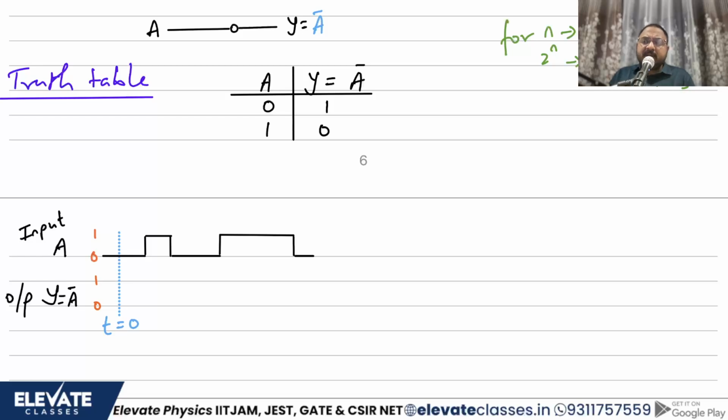I've just included a timing diagram for the first 3 gates just so that you get used to it. We are trying to pack as much as we can in these short videos so that you can cover a lot of your syllabus just with the help of this playlist.